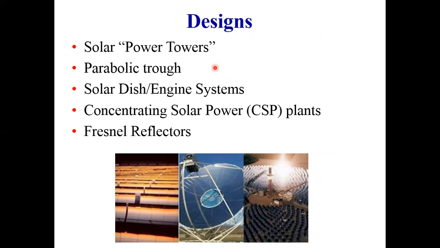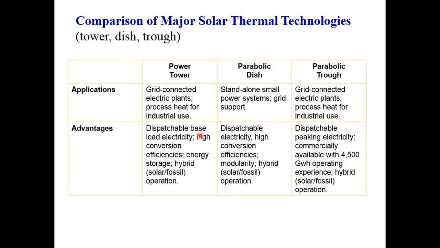There are different types of designs: solar power towers, parabolic troughs or parabolic trough collectors, solar dishes, concentrating solar power plants, and Fresnel reflectors. All these are the different designs.